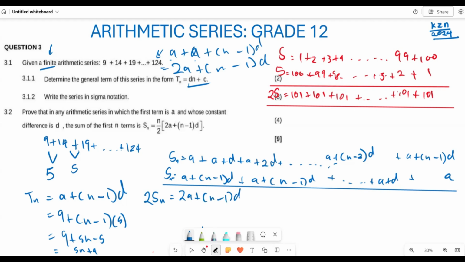Just like how we did here. Remember, when I added my 101, even the next term, I was still getting the same answer. So even here continuously, I am still going to get the same answer of 2a plus (n − 1)d, and so on and so forth. Even if you look at the last term, even from here, I am still going to get 2a plus (n − 1)d.